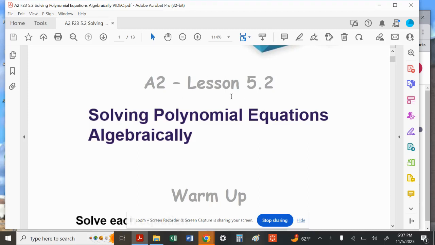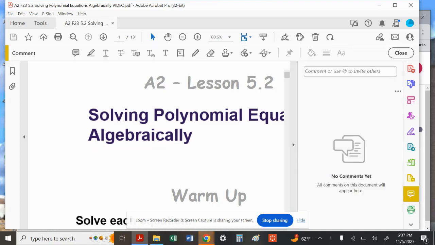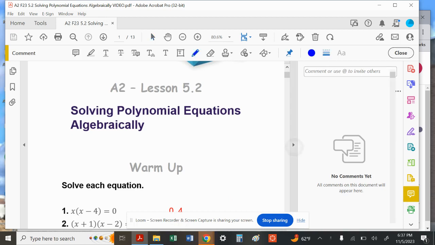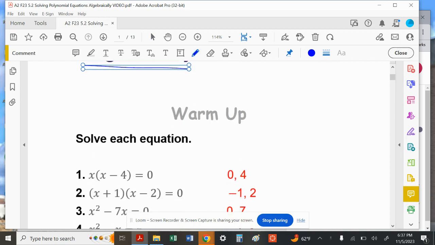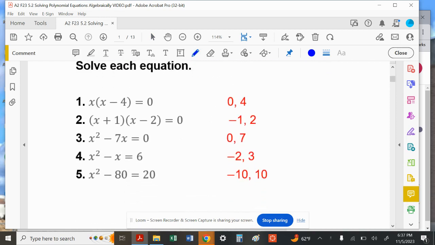Okay, let's get into lesson 2 or 5.2, and this is now solving equations algebraically. So now we're going to be using some other methods. Besides just graphing, we're going to have to go through and actually solve these. So you're going to have to know how to do these, and so a lot of factoring, things like that, and then solving.